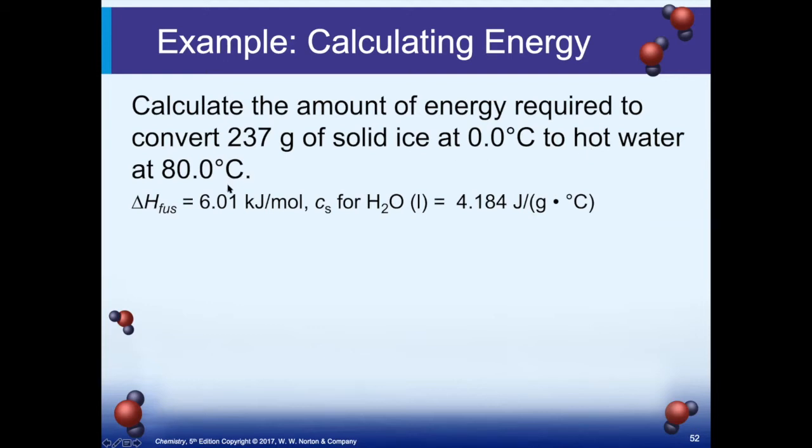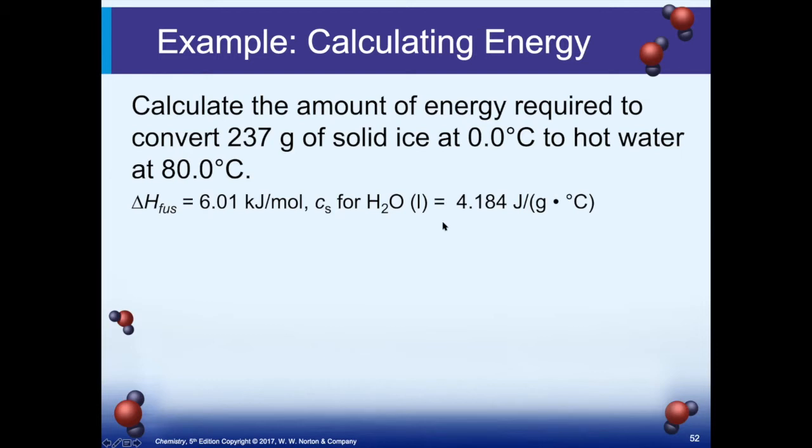And so we're going to need some of these important constants from tables to do this calculation. For example, we'll need the delta H of fusion, which is 6.01, and we'll need the specific heat for water, 4.184. Okay, now what I recommend whenever you do these problems is to start off with a diagram, like a heating curve.